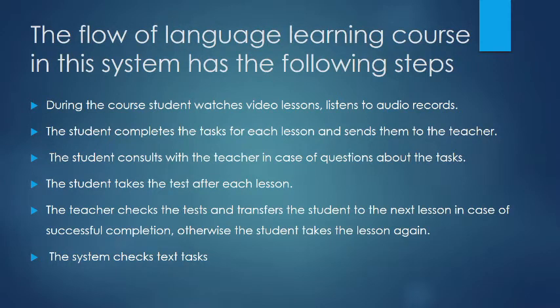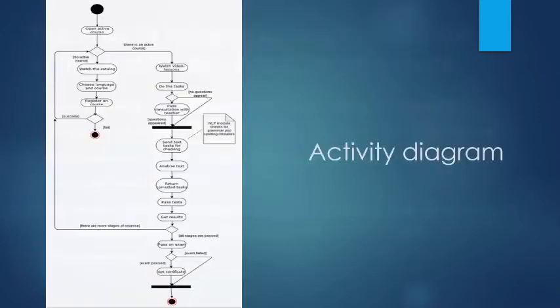5. The teacher checks the tests and transfers the student to the next lesson in case of successful completion, otherwise the student takes the lesson again. 6. The system checks text tasks. All these steps and the sequence of their implementation are reflected in the activity and sequence diagrams.